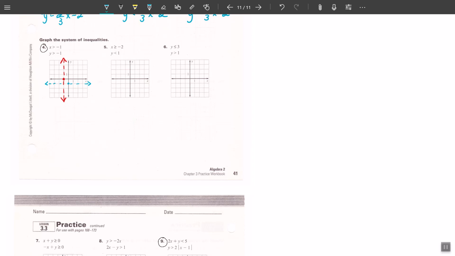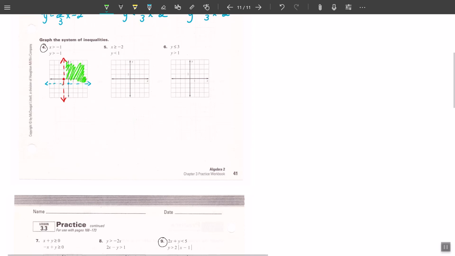And so now I can go back in and do my shading. So I'm looking for greater than the x line. I'm looking for greater than the y line. So that's the blue, and so we're going to come up above. We only want to shade what is common to both. So that means I need to stay above the blue line and to the right of the red line.